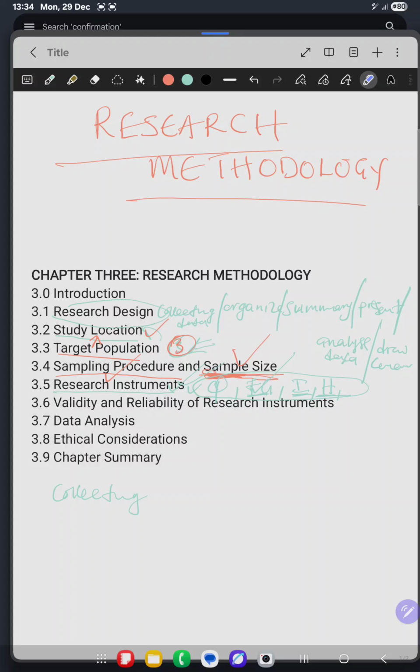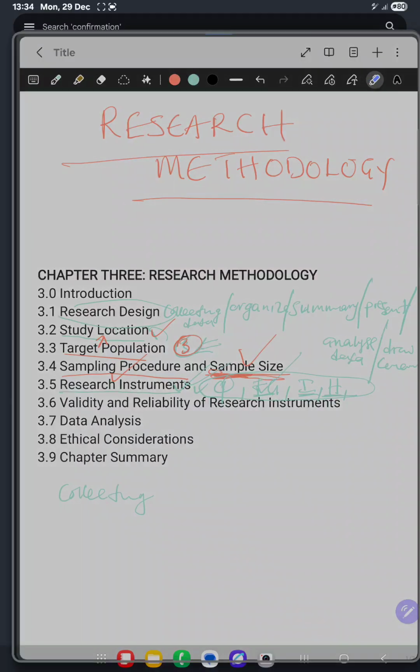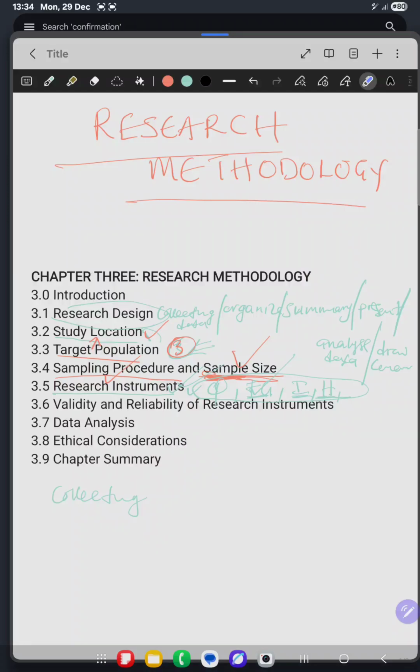So by doing so, you'll be able to say, my research instruments are valid and reliable. Sometimes we also use what we call piloting, or a pilot study. For you to know that your research instruments are giving you proper answers and they are reliable, what you can simply do is carry out a pilot study. A pilot study is simply a study that you do prior to the main study.